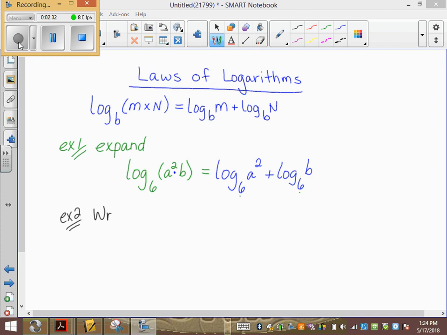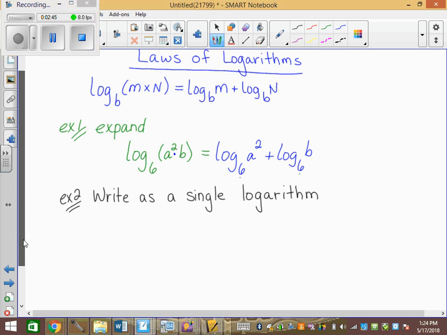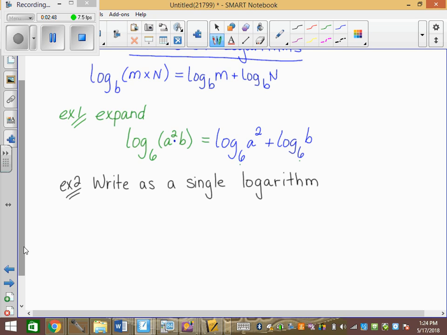Write as a single logarithm. So we're going to do the basic ones first, and then we end up using all 3 logs together in order to do this. So if I have log base b of 7 plus log base b of 8, I can put them together. Why can I put them together?